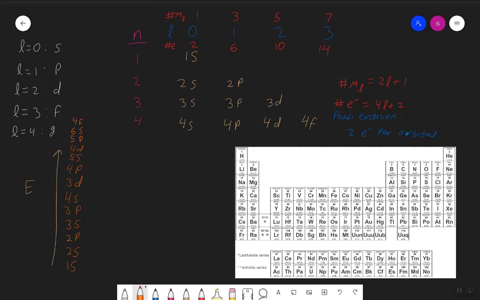Also, it just so happens that the combination of quantum numbers that we talked about does produce perfectly the periodic table that we see in nature. And that's why I've got the periodic table here, and we'll talk about that in a minute.